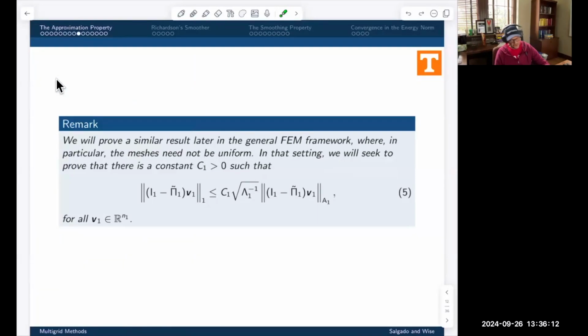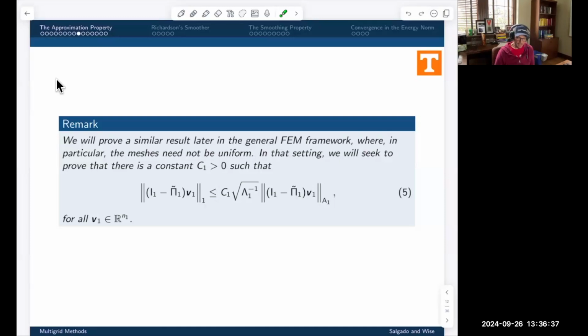Now, in the general framework of multigrid, notice we're working with finite element, we're working in 1D, and we're working with a uniform mesh. The uniform mesh allows us to use Fourier analysis. That's the main reason for using the uniform mesh. It allows us to use a very simple Fourier analysis.